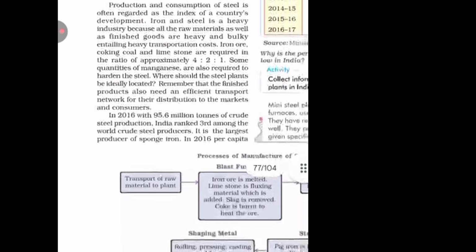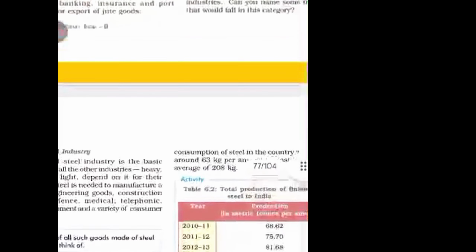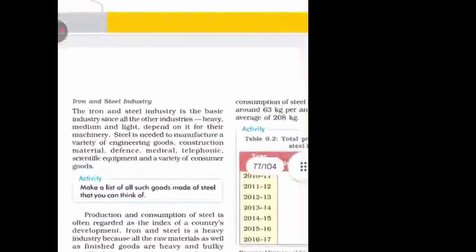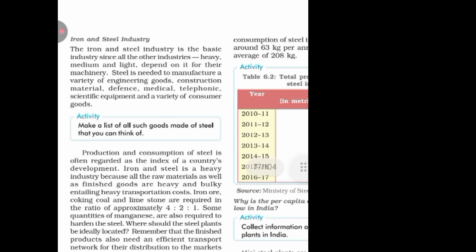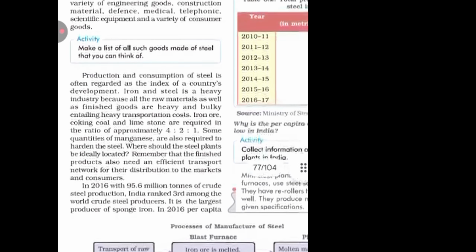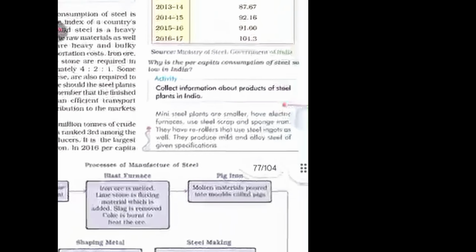Okay. Now, the iron and steel industry is a basic industry. It provides raw material to the other industries, and it is one of the most important industries in India. And see, we are ranking third amongst the world crude steel producers. See, a most important information.